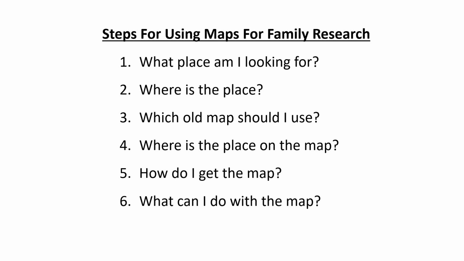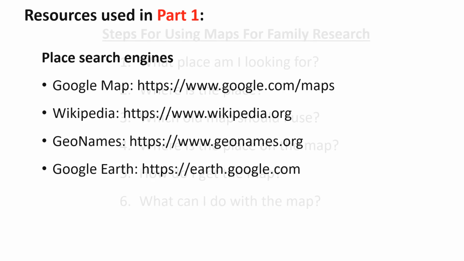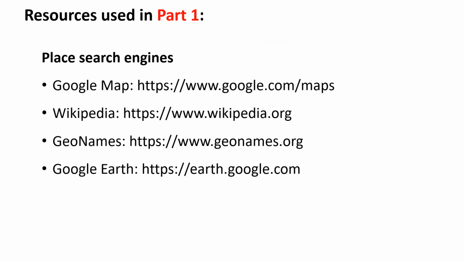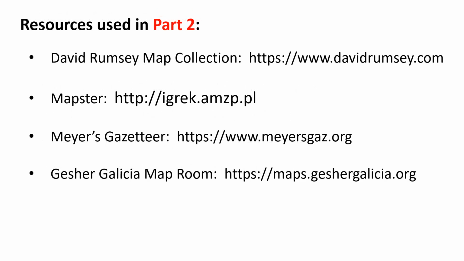So in review, this and part 1 of this video series have provided numerous examples of how to use this 6-step process for using maps for family research. They have also provided examples of how to use several place search engines and shown you how to use several sources of old maps.